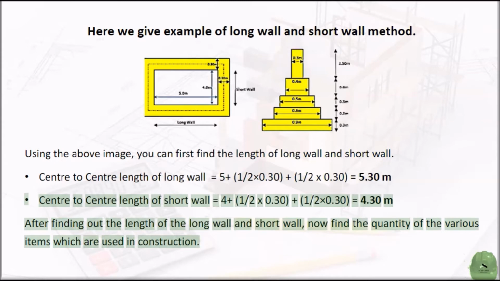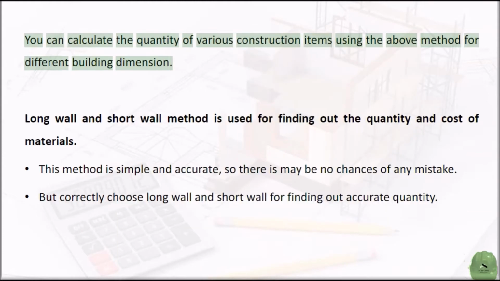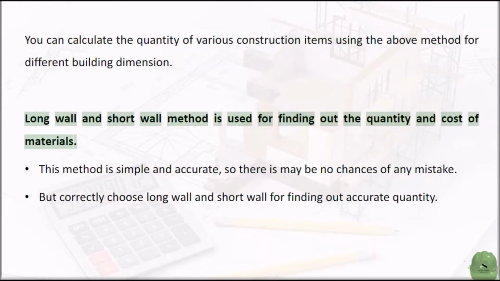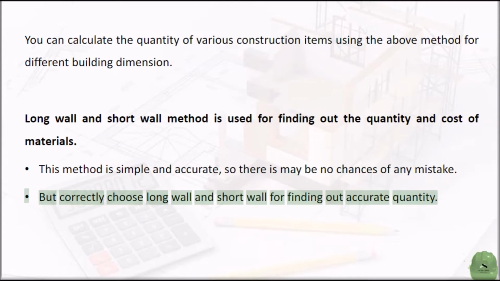After finding out the length of the long wall and short wall, now find the quantity of the various items which are used in construction. Details of measurement and calculation of quantities. You can calculate the quantity of various construction items using the above method for different building dimensions. Long wall and short wall method is used for finding out the quantity and cost of materials. This method is simple and accurate, so there may be no chances of any mistake. But correctly choose long wall and short wall for finding out accurate quantity.